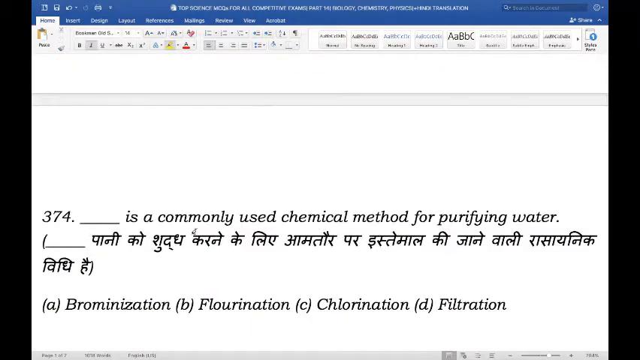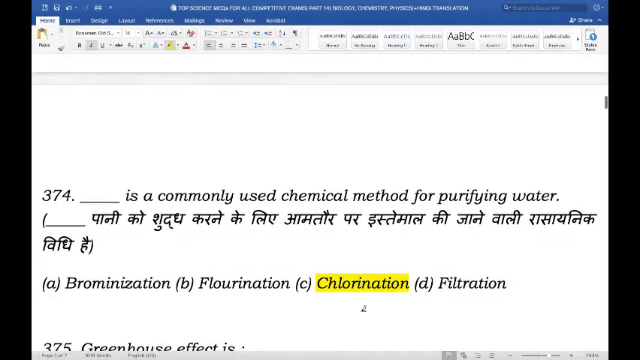Next question. Blank is commonly used in chemical methods for purifying water. So which chemical method is used for purification of water? Is it bromination, fluorination, chlorination, or filtration? And the right answer here is chlorination. Water chlorination is the process of adding chlorine or chlorine compounds such as sodium hypochlorite to water. This method is used to kill bacteria, viruses, and other microbes that are present in water. In particular, chlorination is used to prevent the spread of waterborne diseases such as cholera, typhoid, and dysentery. It is popularly used in swimming pools.